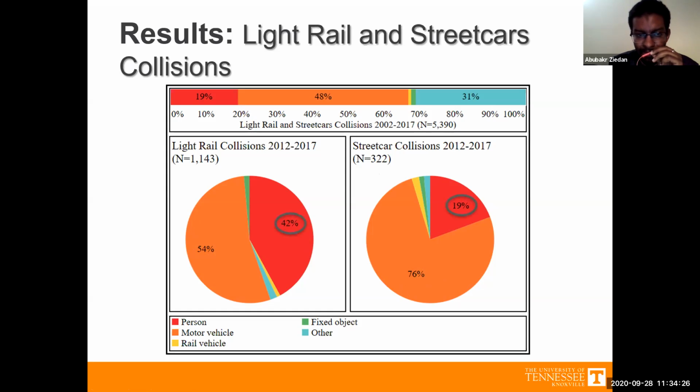Also, if we look at the portion of collisions that were with a person, we see that for light rail, 42% of the collisions were with a person, compared to only 19% of streetcar collisions that were with a person.